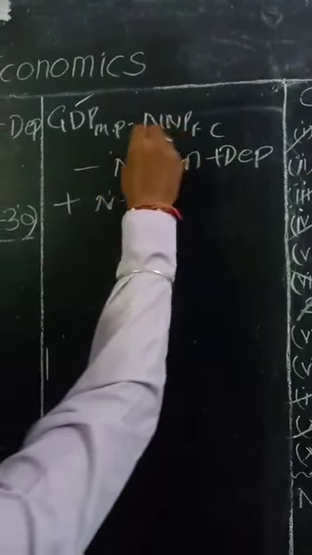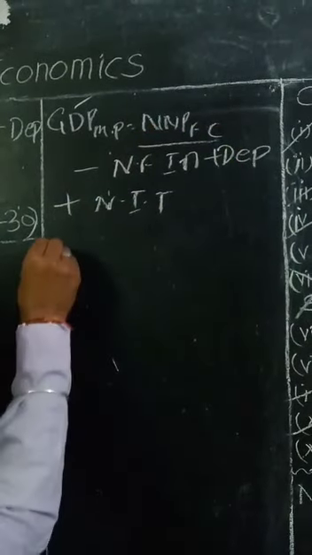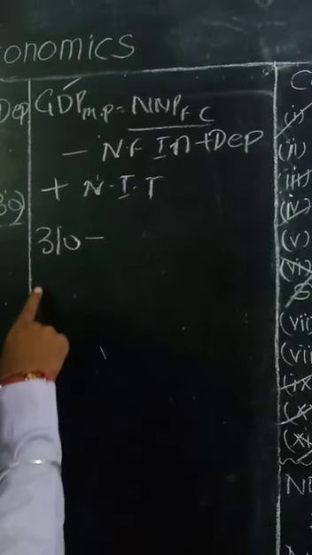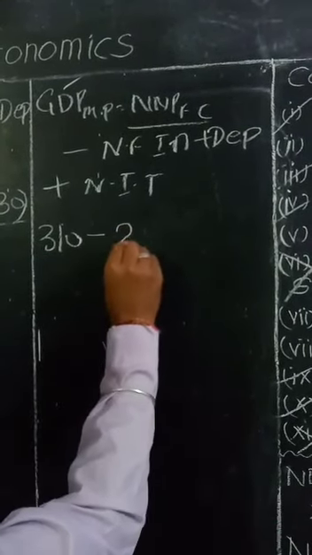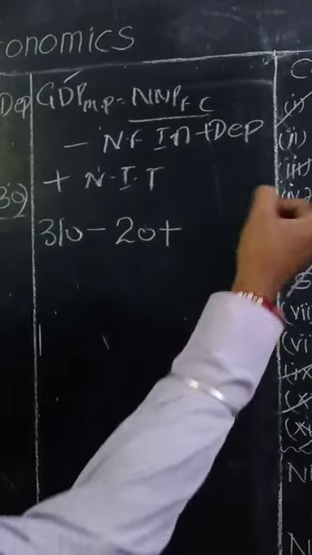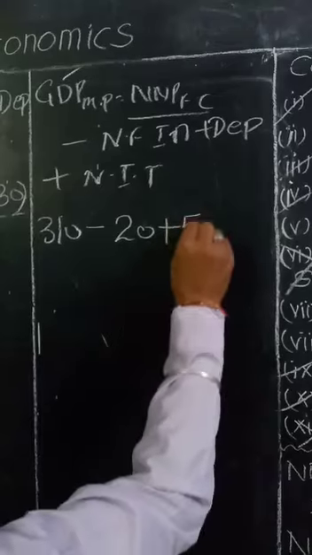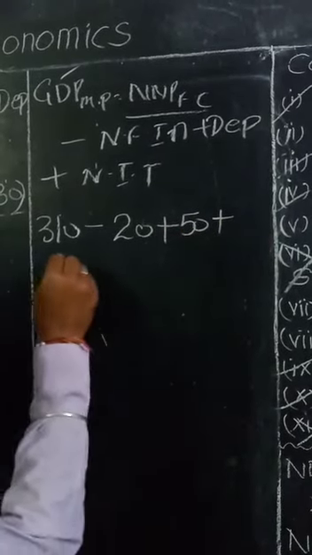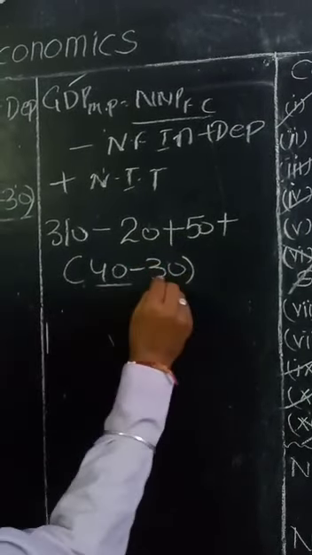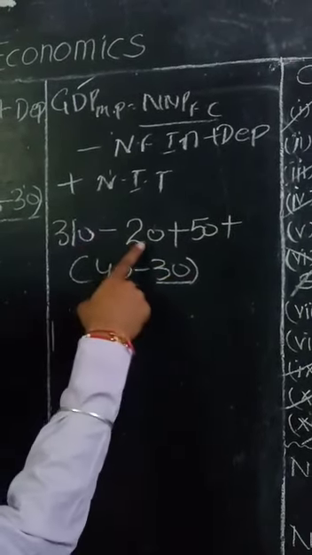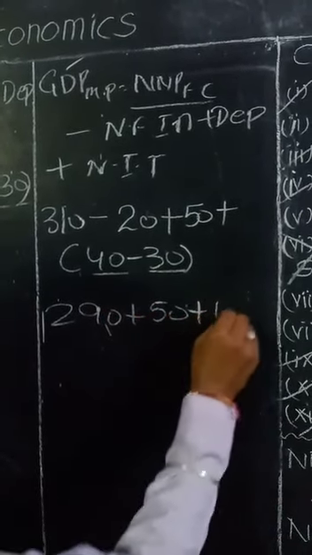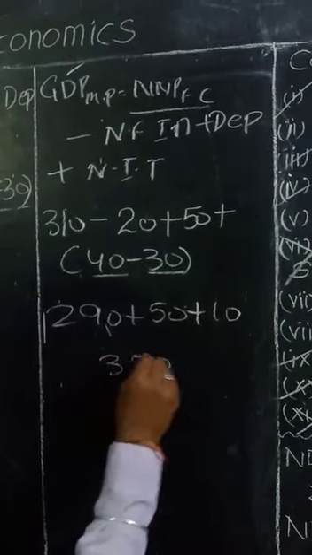So how will it be taken? You will write the value of NNP at FC, it is 310, we have just calculated in this video, minus net factor income from abroad, which is equal to 20, plus depreciation, which is given in the name of consumption of fixed capital, 50, plus net indirect taxes, that is 40 minus 30, because indirect taxes minus subsidy. So 310 minus 20, 290, plus 50 plus 10, same, the answer is 350.